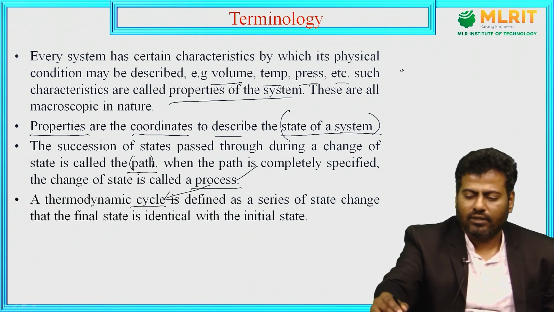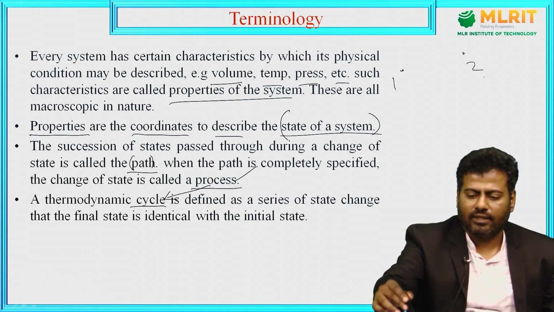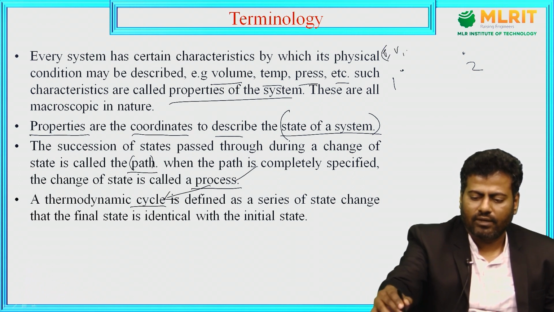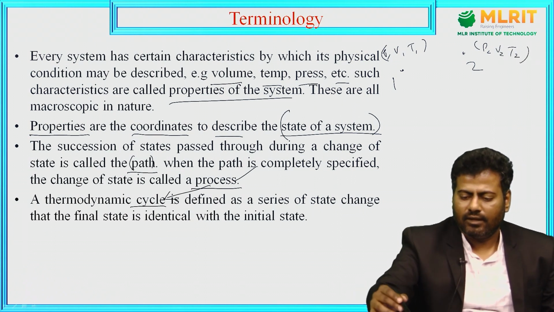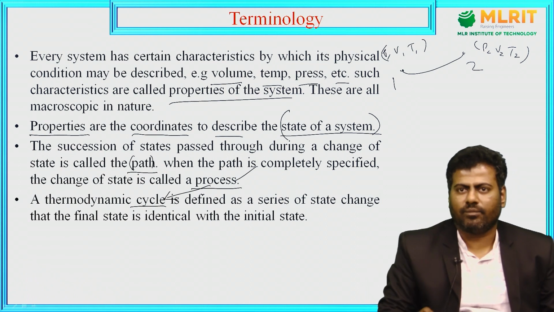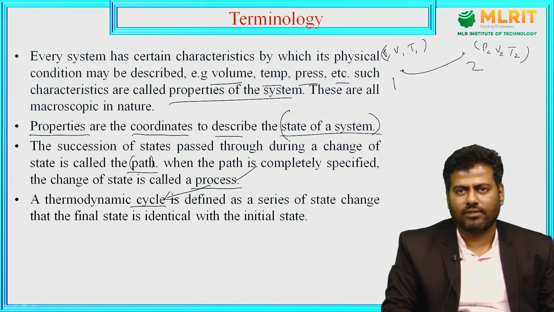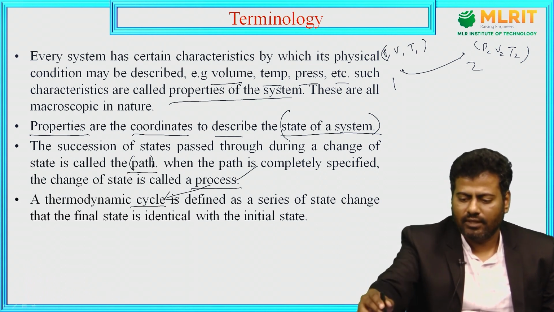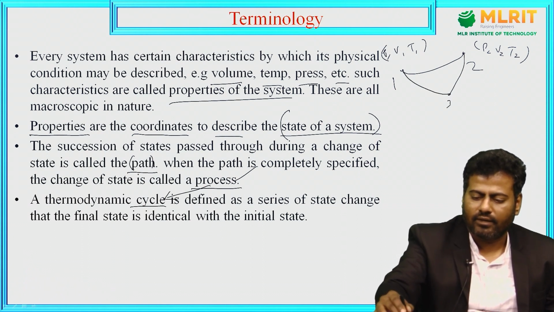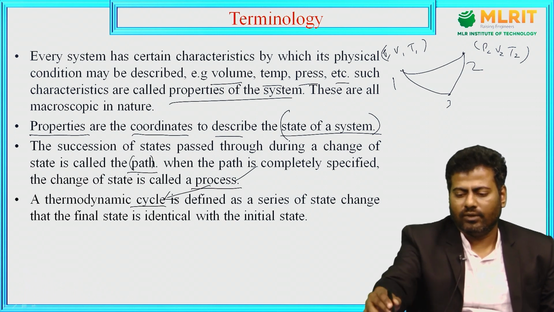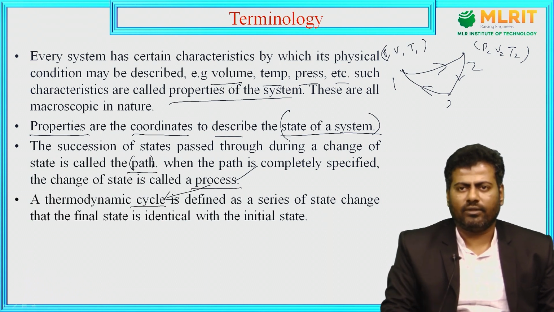See, 1 and 2 are states. In state 1 we have the coordinates P1, V1 and T1, and in state 2 we have P2, V2 and T2. Then for 1 to 2, I have also found the path. This is the process. Once we find the process, the combination of more processes leads to the cycle. I consider 1 to 2, then 2 to 3, then 3 to 1 again. It reaches the cycle, and in this way it repeats. Like that, I can find the thermodynamic cycle.